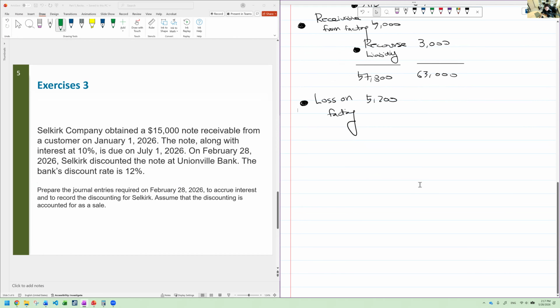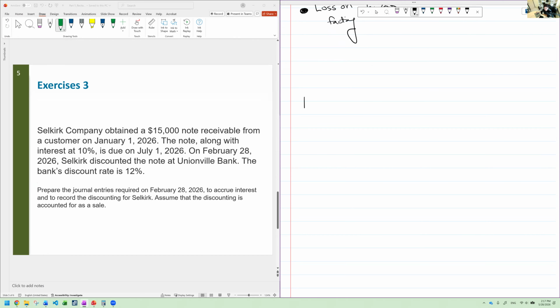Selkirk company obtained a $15,000 note receivable from a customer on January 1st. The note, along with interest at 10%, is due on July 1st, 2026. So I'm going to draw a timeline. I have this notes receivable on January 1st, $15,000. It is due July 1st. On February 28th, 2 months after, the company discounted the note at a bank.